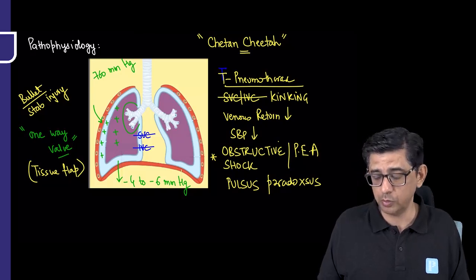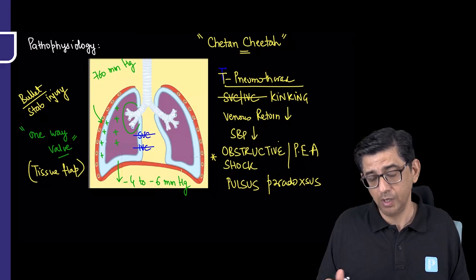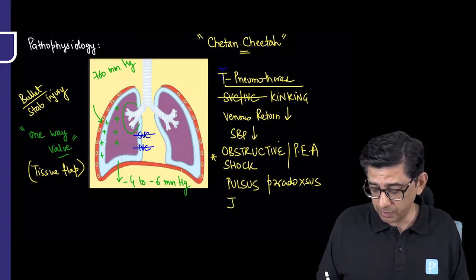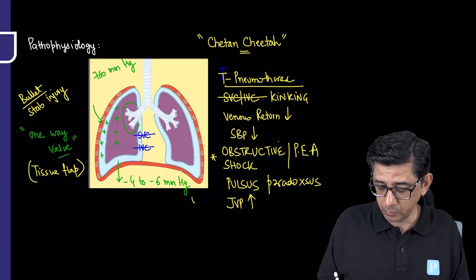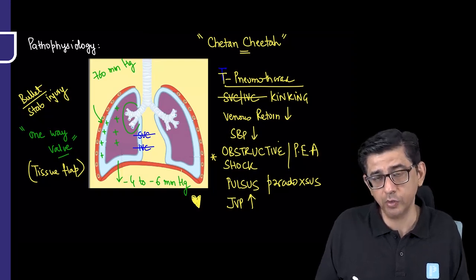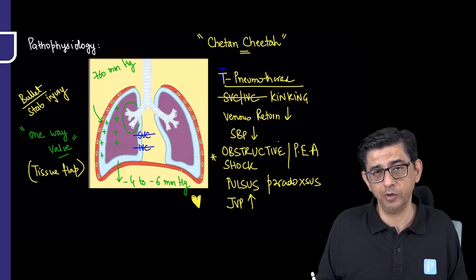Tension pneumothorax can also have pulsus paradoxus. Due to the pressure on the SVC, if you check the JVP of this person, the JVP will always be increased. So in a large number of questions on pneumothorax, lung findings will obviously be given, but cardiovascular findings will also be described in the form of pulsus paradoxus and elevated jugular venous pressure.